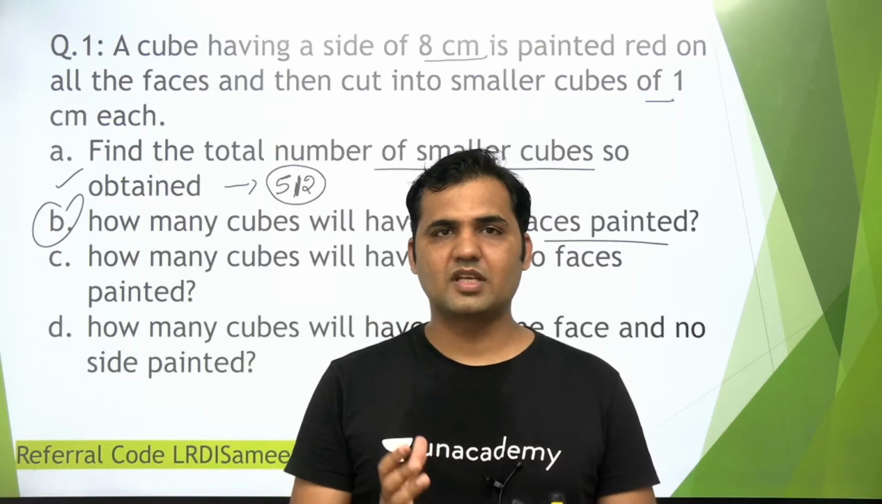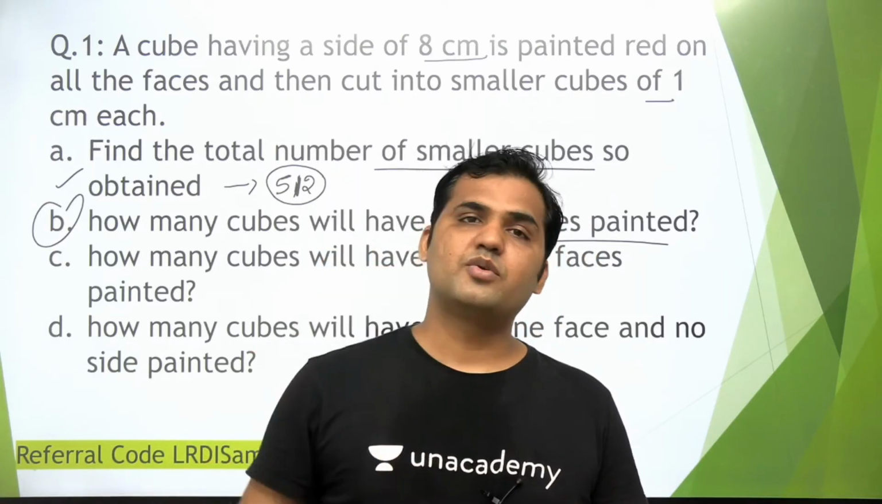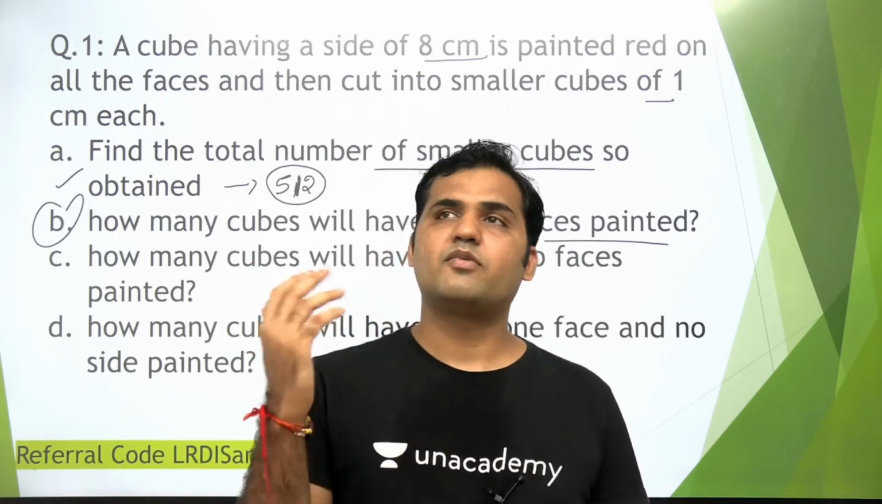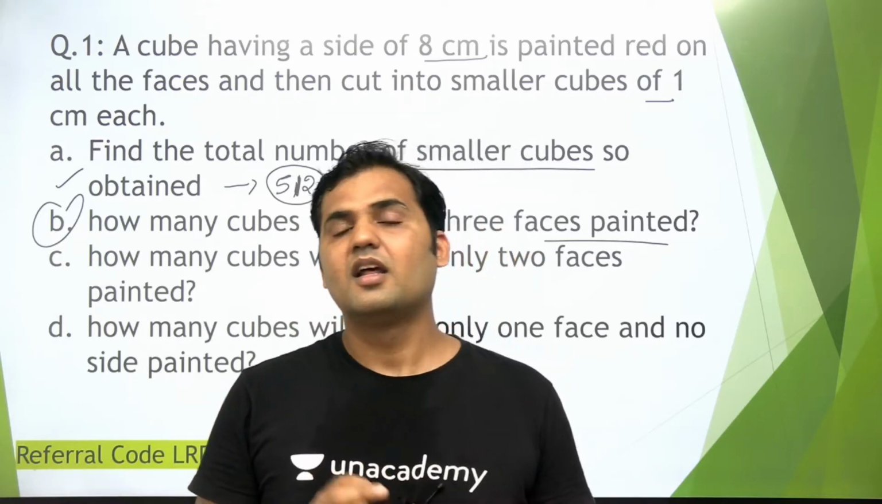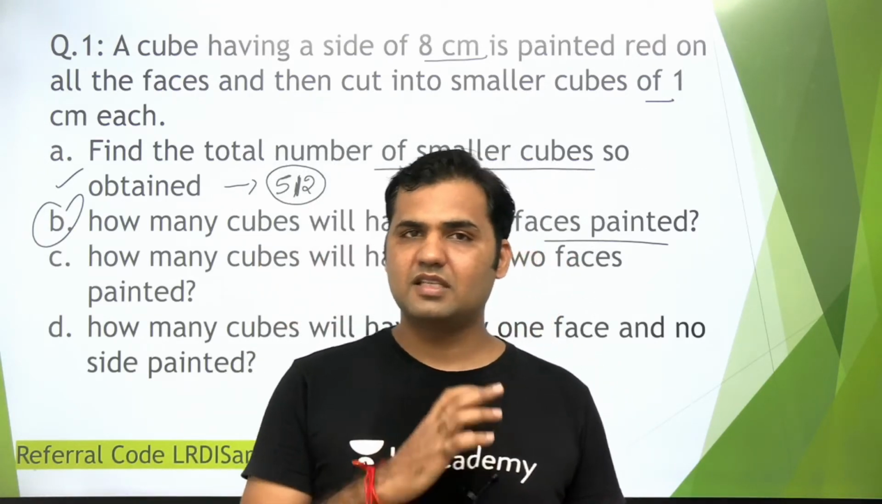It is filled with some, let's say, bricks. And if you are painting it from the outside, if all the 6 faces of your room are painted from the outside by the red color, how many cubes of smaller size will have 3-sided painted?